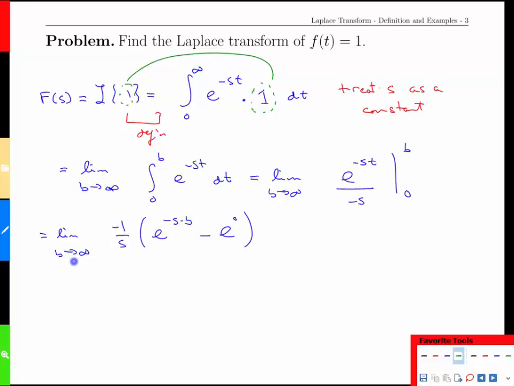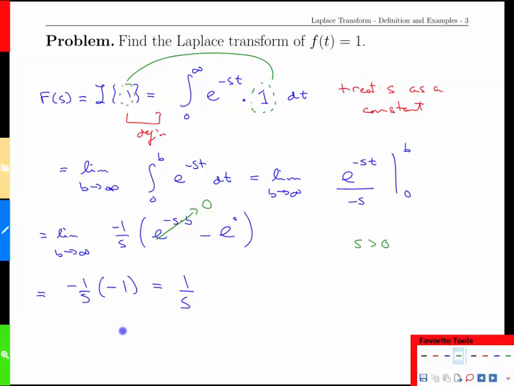Now, to evaluate the limit, which is what we can do now, we're going to use larger and larger values of b. However, there's a little caveat. Here we're going to have s greater than 0, because if s was less than 0, we'd end up with a positive exponent here, and this function would go off to infinity. However, so long as s is positive, what we're going to get is this term here is going to approach 0. We have a negative exponential. It decays to 0 as b approaches infinity. And so we end up simply with negative 1 over s times negative e to the 0, which is negative 1, or 1 over s.